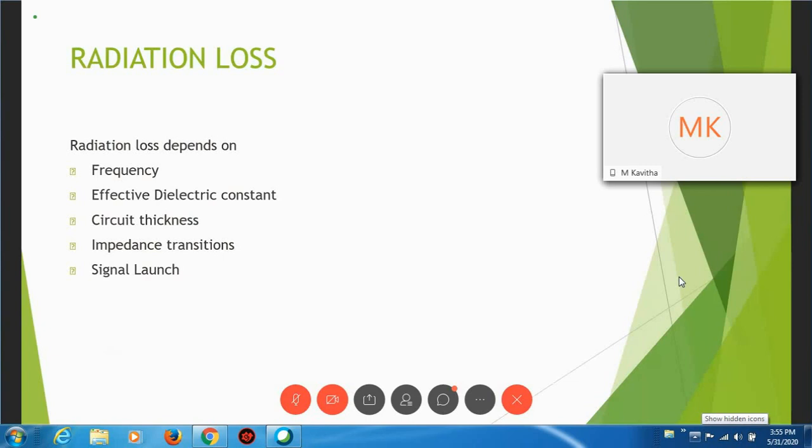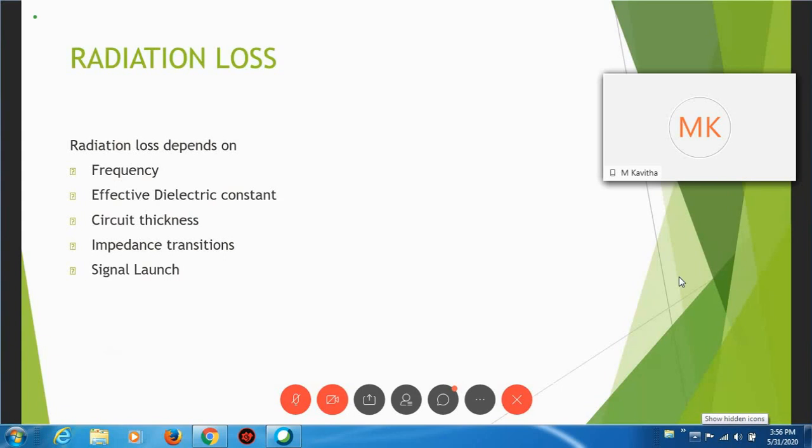This radiation loss will be high at the higher frequencies, and it depends upon the following factors: frequency, effective dielectric constant, circuit thickness, impedance transitions, and signal launch. These are the different factors that cause the radiation loss. Mainly the radiation loss depends upon the circuit design and the type of circuit configuration. If you are taking the strip line, the radiation loss will be low. If you are taking the microstrip line, the radiation loss will be higher. Next slide.